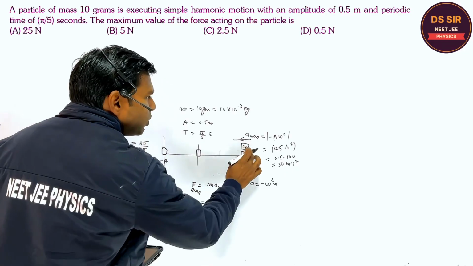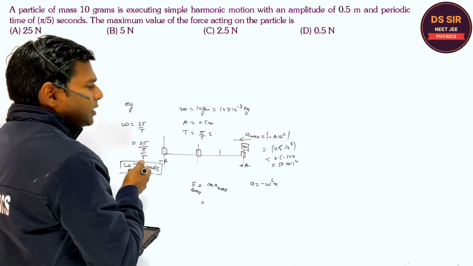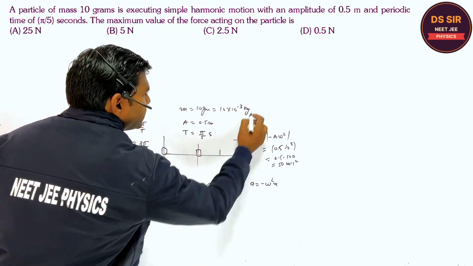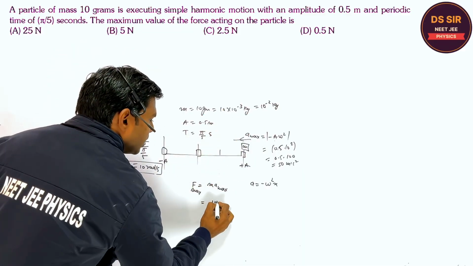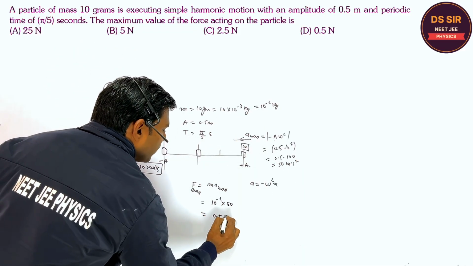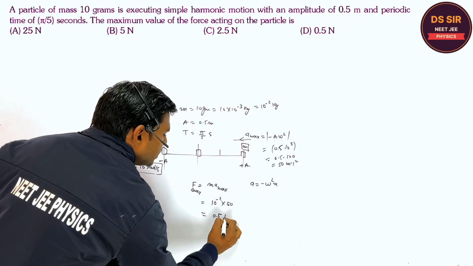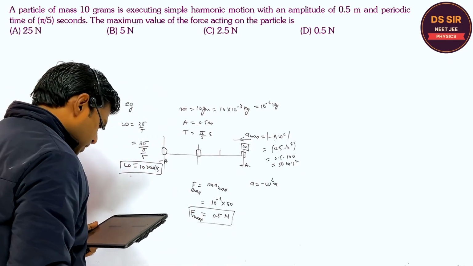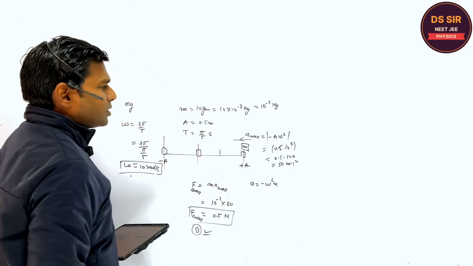When the particle is at the extreme position, the restoring force on it will be maximum, and the mass is 10 raised to the power minus 2 kg. Please check this, this is 10 to the power minus 2. The maximum acceleration is 50, so it is 0.5, in Newton. So the maximum force acting on the particle is 0.5 Newton. So the D option is the correct option.